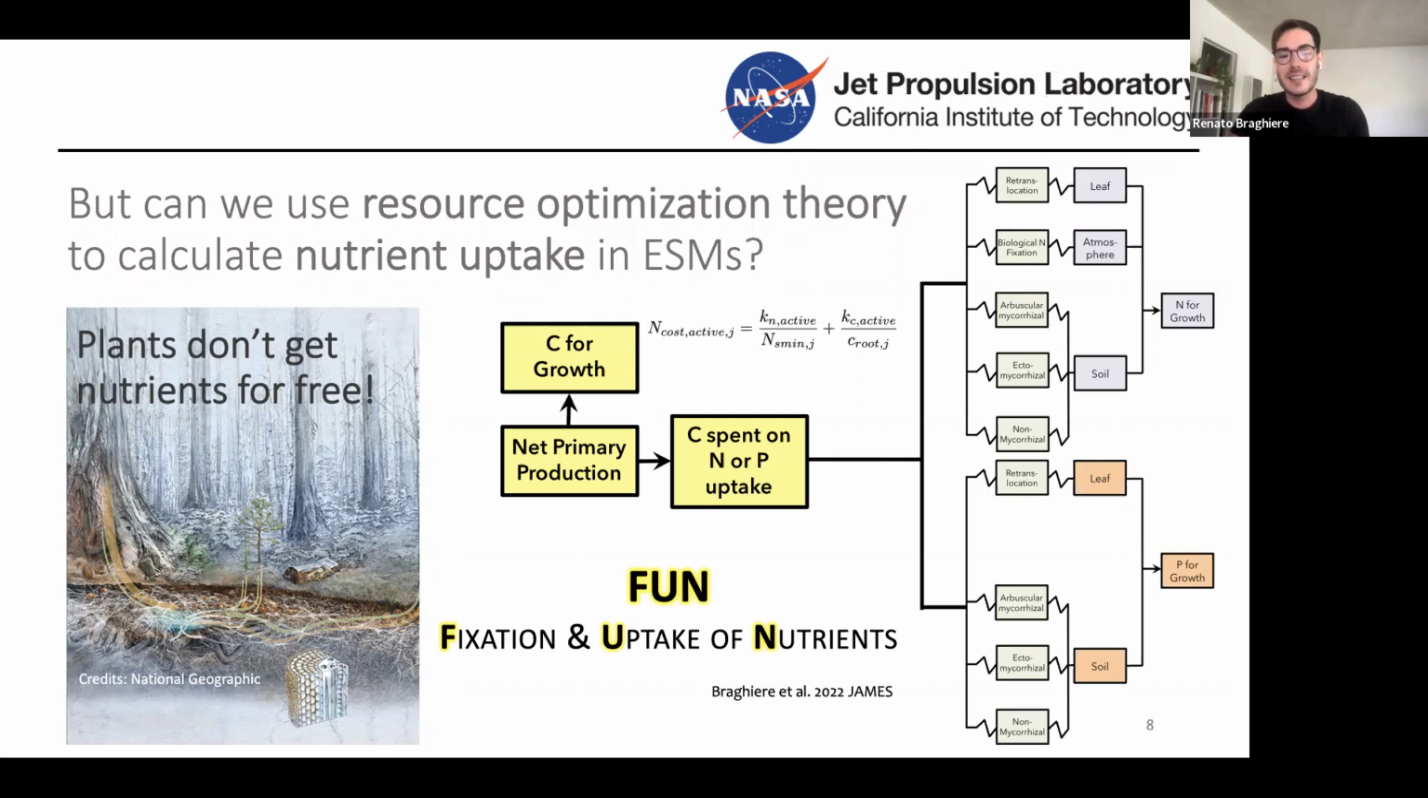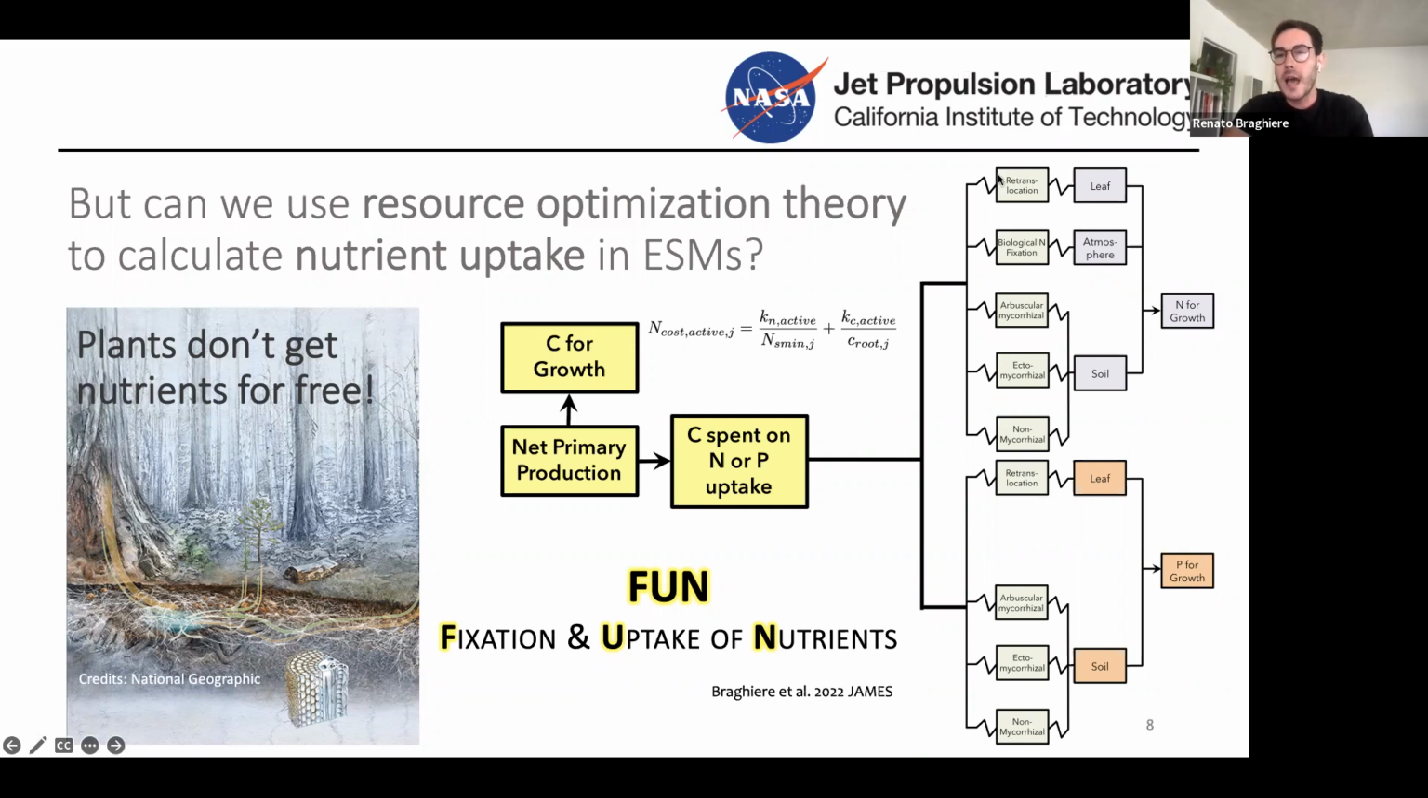So FUN stands for fixation and uptake of nutrients. And so the idea of the FUN model is that after we calculate net primary production, that means photosynthesis minus autotrophic respiration, before we allocate that carbon to plant biomass or to plant growth, we will use part of that carbon to acquire nitrogen and phosphorus. And we will do that via multiple uptake pathways. So here I just name a few.